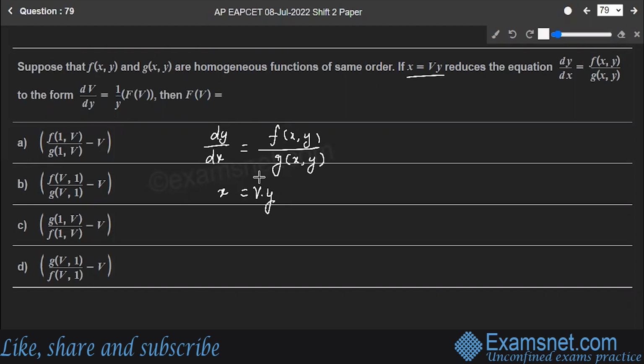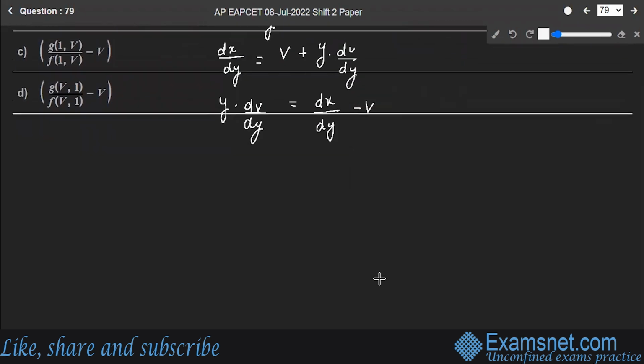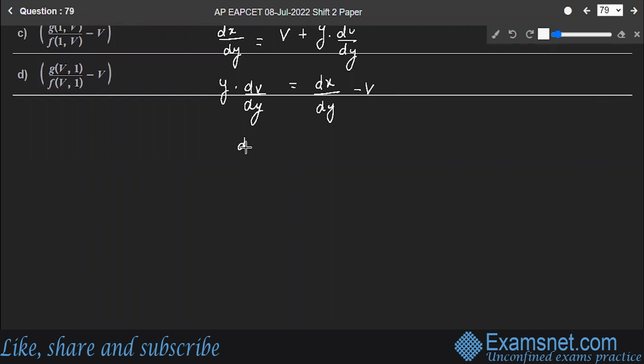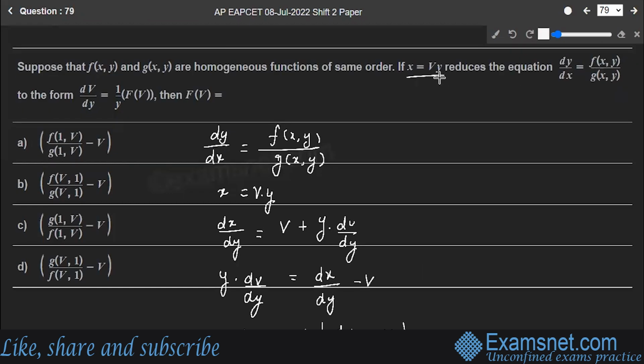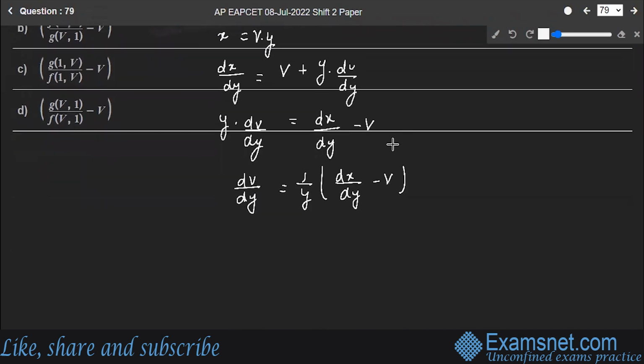vy. So if x is equal to vy, let's differentiate both the sides with respect to y. You have dx upon dy is equal to v plus y into dv upon dy, which gives you y into dv upon dy is equal to dx upon dy minus v, which gives you dv upon dy is equal to 1 by y into dx upon dy minus v. Let's name this one as 1.